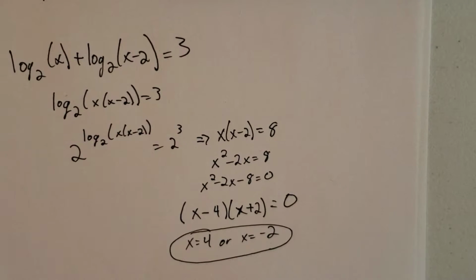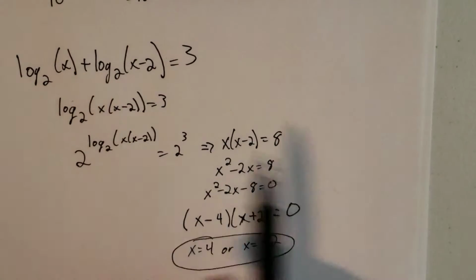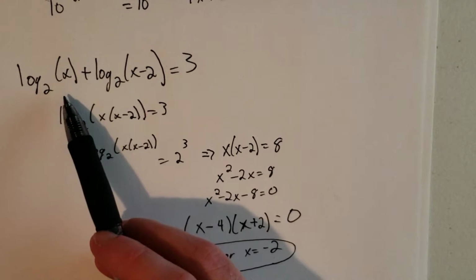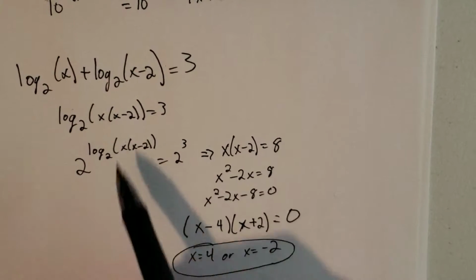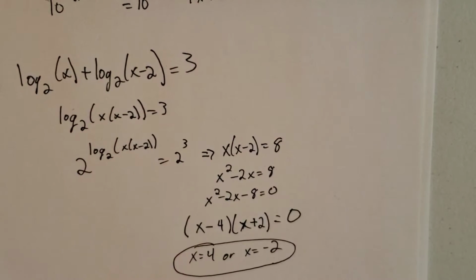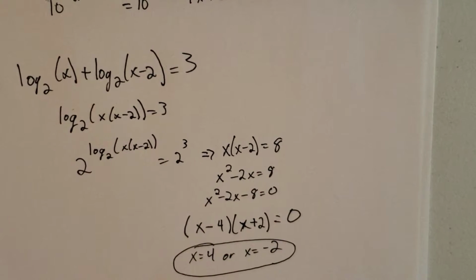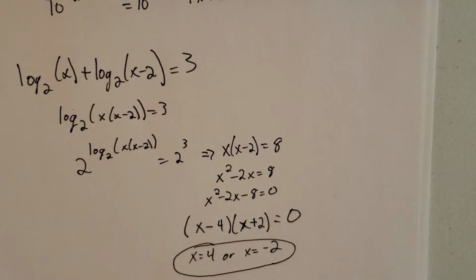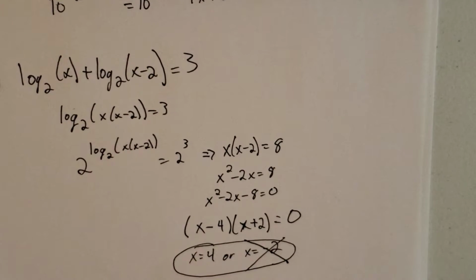Once we look at these two possible solutions, we should verify that these work according to our original statement. If we plug in 4 into that original statement, log base 2 of 4, that's an allowable input. Log base 2 of 4 minus 2 would be 2, and that's allowable as an input to a logarithmic function. But if we plug in negative 2, we can't have a negative 2 inside a logarithm. So in fact, x equals negative 2 is not a solution. So our only solution for this problem is x equals 4.